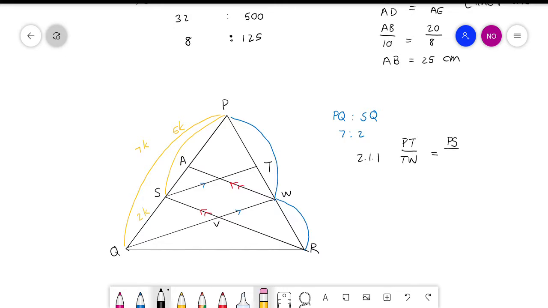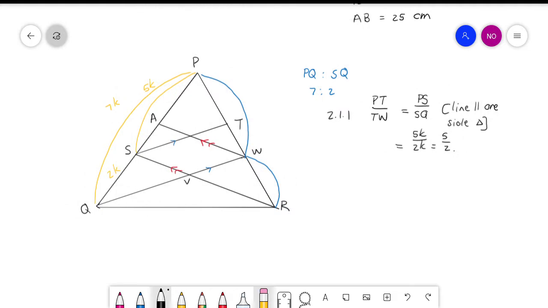PS over the substitute. Five over 2. Good job. You did it all by yourself.